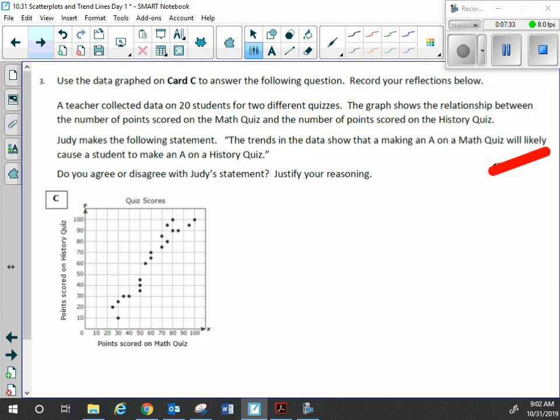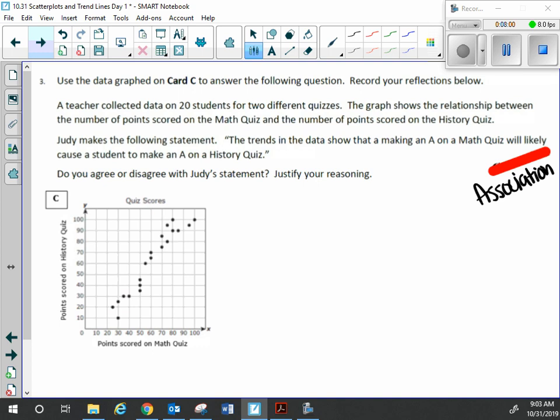There it is. It doesn't cause it. Is it likely? Is there a relationship there? There's obviously, based on the data, a relationship there. There is a positive correlation. We call this association, not causation. One thing can be associated with another, but that doesn't mean that one thing causes another to happen.